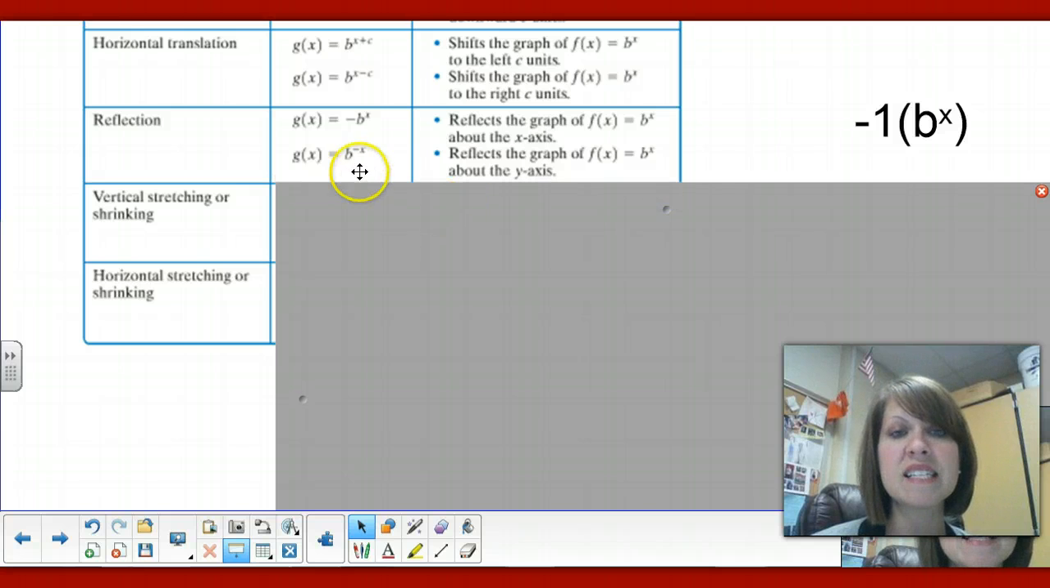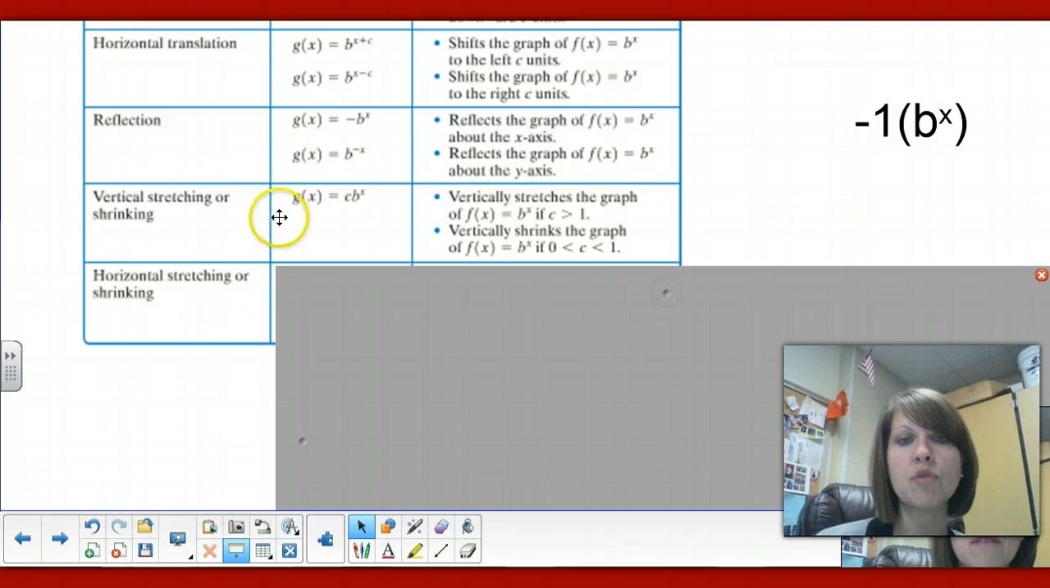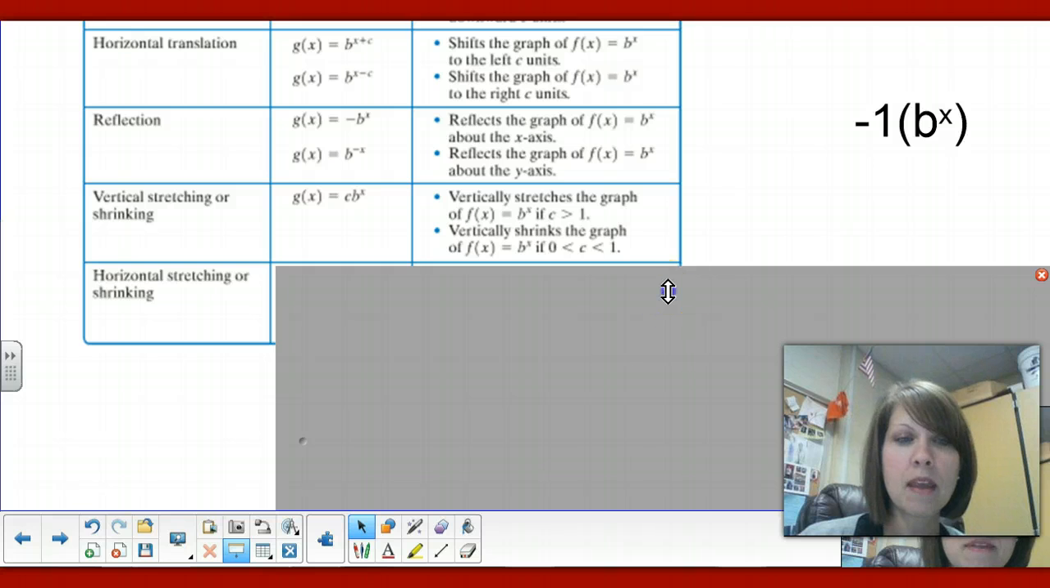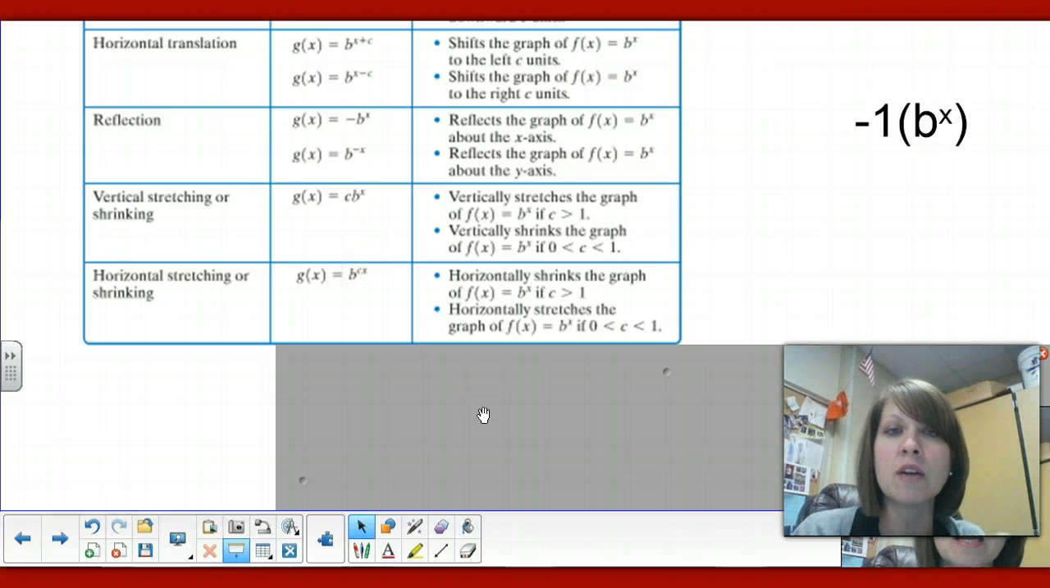If you have the negative inside the function, meaning up there with the x, it's going to reflect it horizontally, across the y-axis. And we still have the vertical stretch and shrink, and if you have a multiplier, like in the first example with the shopping, there was a multiplier out front, that's going to cause it to be either more steep or less steep than the parent. And the horizontal stretching and shrinking is a multiplier inside, up there in the exponent. And again, it's going to cause it to shrink in, and it will appear to change its steepness.